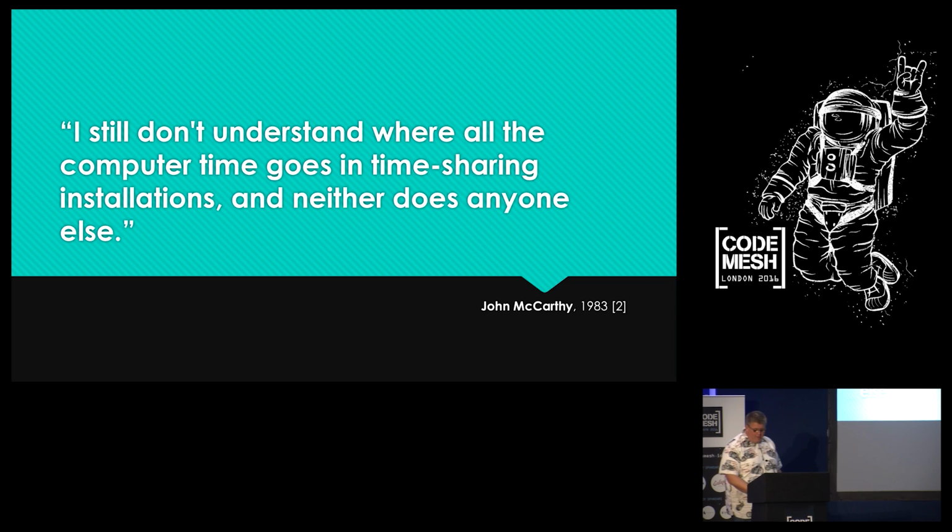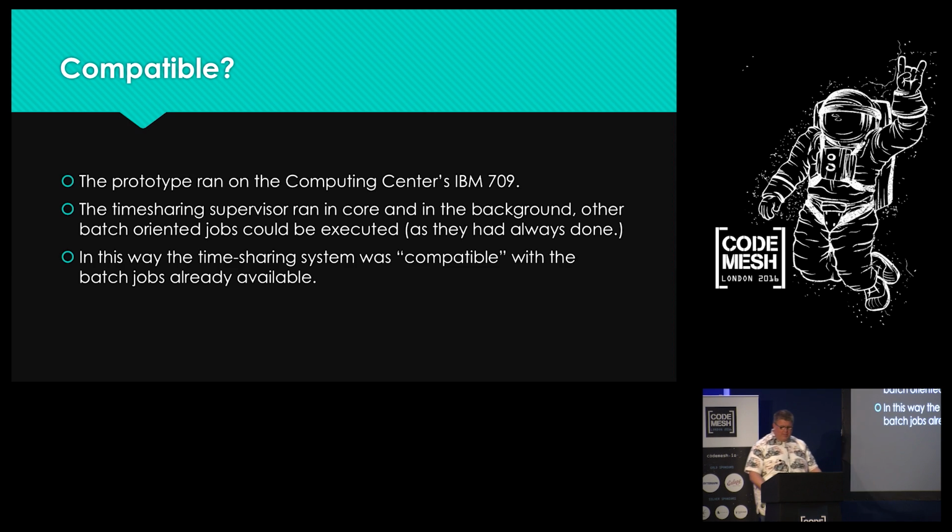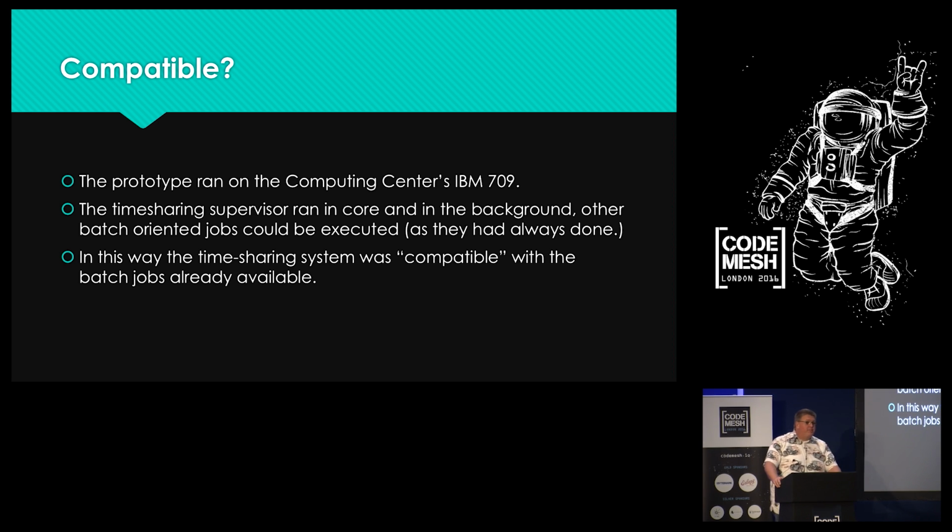So, there you go. All right, so we talked about CTSS. As I mentioned, the prototype ran on the 709. The supervisor ran in the core memory, and all of the other user jobs were in higher memory locations.